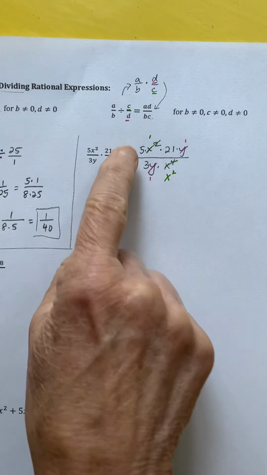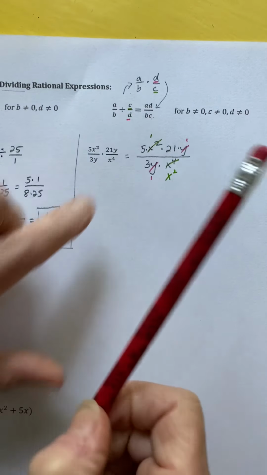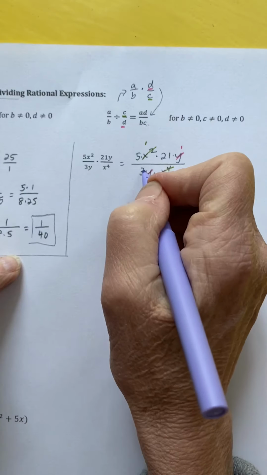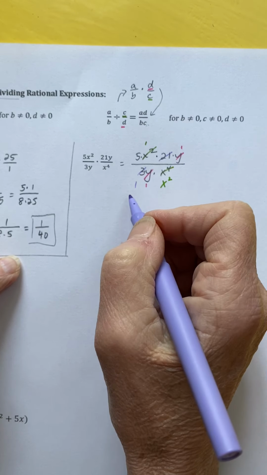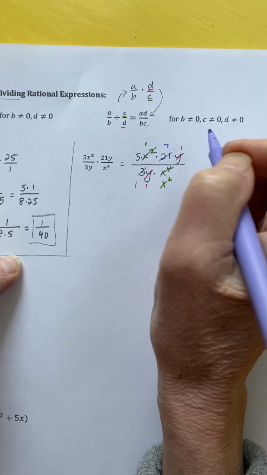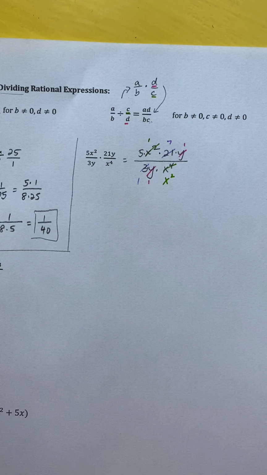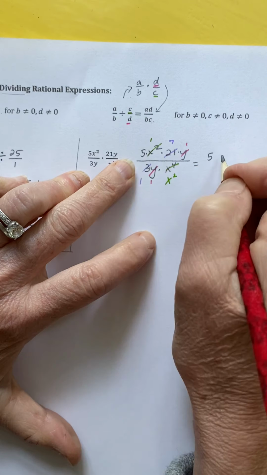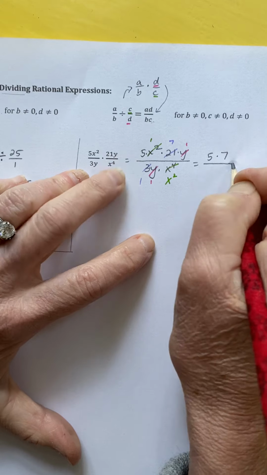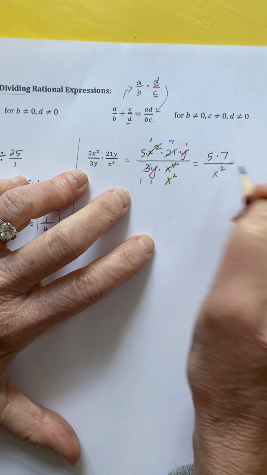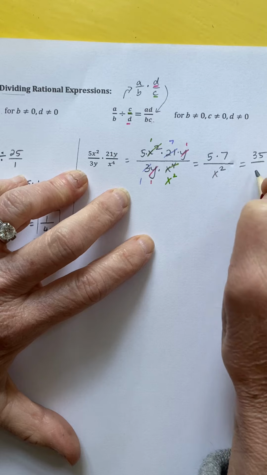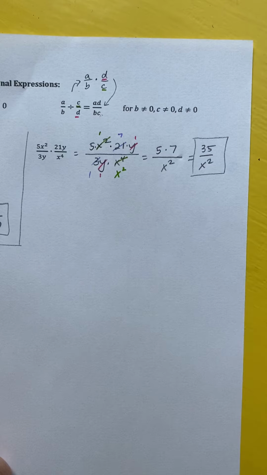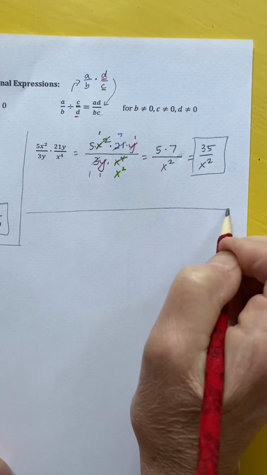Let's keep going. I don't see any factor of 5 in the bottom, so that 5 can't be reduced, but the 3 and the 21 can be reduced. There's a factor of 3 here, and there's a factor of 3 in 21, and the remaining factor of 21 is 7 if you reduce a 3 over 3 out. So let's look at what's left. I have 5 times 7 in the top, all over x squared, and that equals 35 over x squared. And that's my answer. Okay, so there's that one.